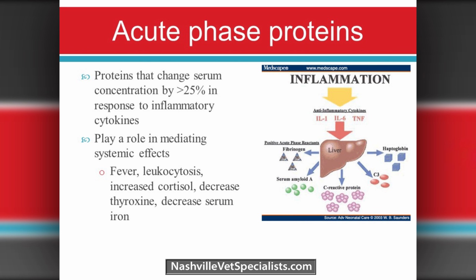So what are the acute phase proteins? Proteins that change serum concentration by greater than 25% in response to inflammatory cytokines.